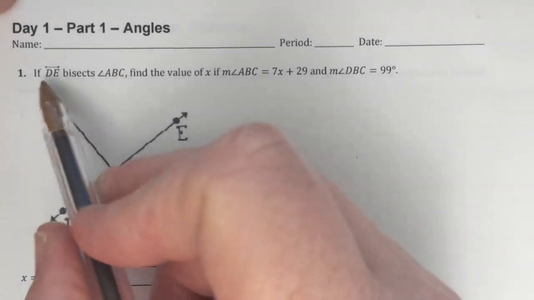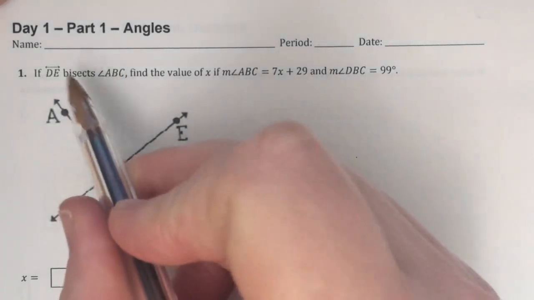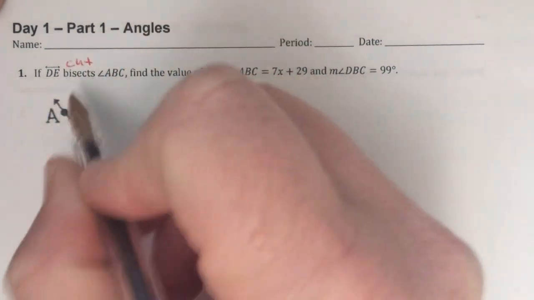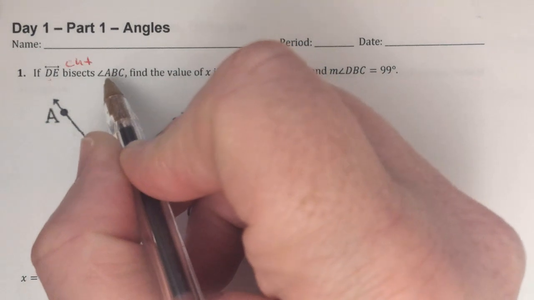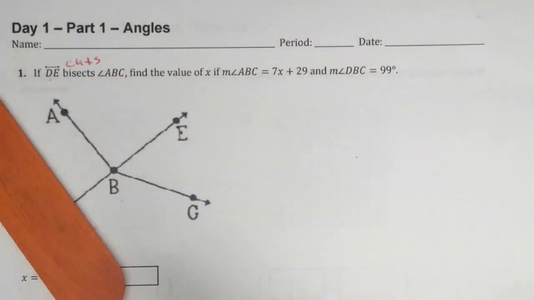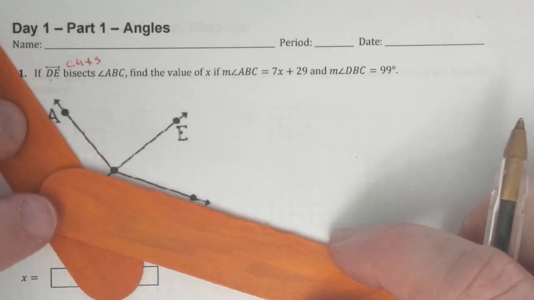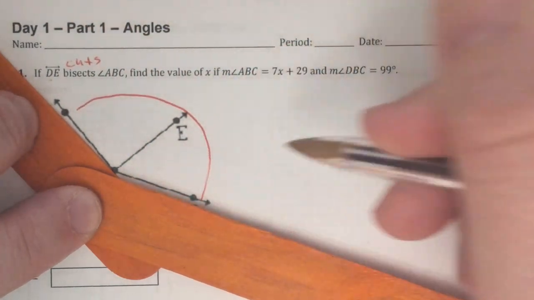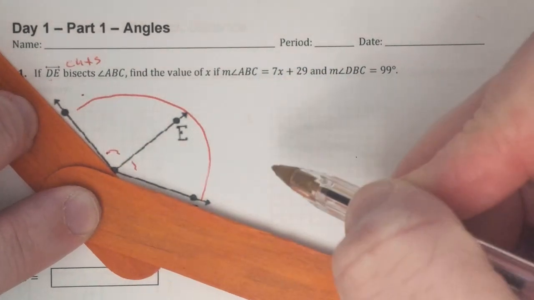Okay, so right here we have DE bisects ABC. Now, what does the word bisect mean? Bisect means cut. So it's going to cut it in half. So the line cuts the angle. So this angle, ABC, would be this angle right here. So all of this angle got cut in half. So if it got cut in half, that means that this angle and this angle are equal to each other.